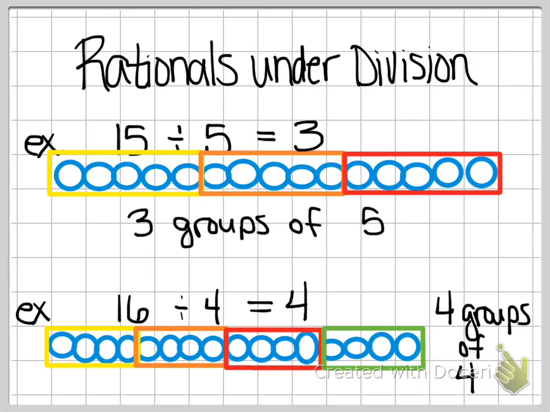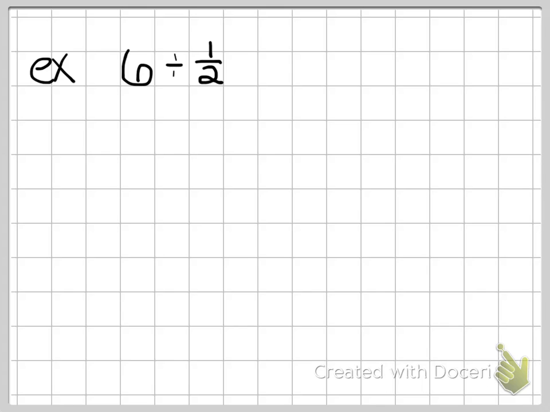The trickiness is going to come in when we tackle our next example. This one. 6 divided by 1/2. Or, if I have 6 items, how many groups of halves can I make? Ooh, that language is horrible. So let's try another way. How many halves are in my group of 6?